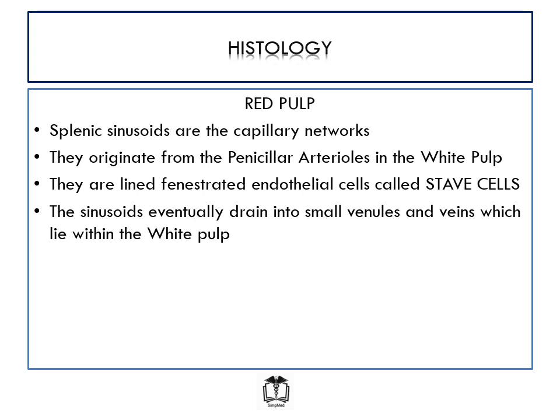The penicillar arterioles, also being surrounded by PALS, would eventually end by penetrating into the red pulp to become splenic sinusoids. Splenic sinusoids contain stave cells, which are fenestrated, and then the splenic sinusoids drain blood into the small venules, and small venules within the red pulp would eventually become veins in the white pulp, and these veins will follow the same pattern. We have central veins becoming central venules, becoming trabecular venules, becoming segmental veins, and eventually becoming splenic vein, which drains venous blood out of the spleen and into the portal vein.